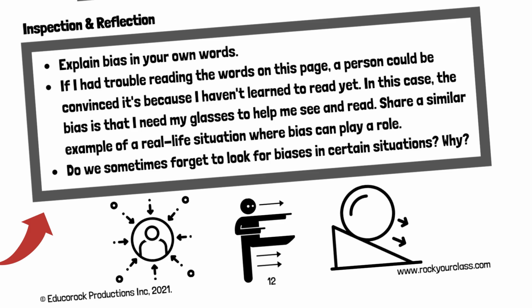Explain bias in your own words. If I had trouble reading the words on this page, a person could be convinced that it's because I haven't learned to read yet. In this case, the bias is that I need my glasses to help me see and read. Share a similar example of a real-life situation where bias can play a role. Do we sometimes forget to look for biases in certain situations? Why?